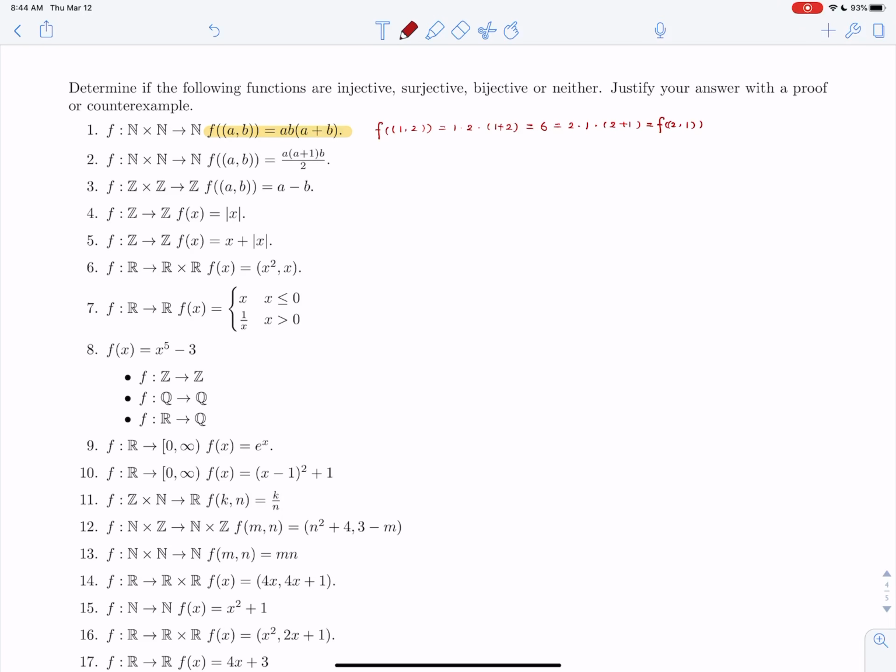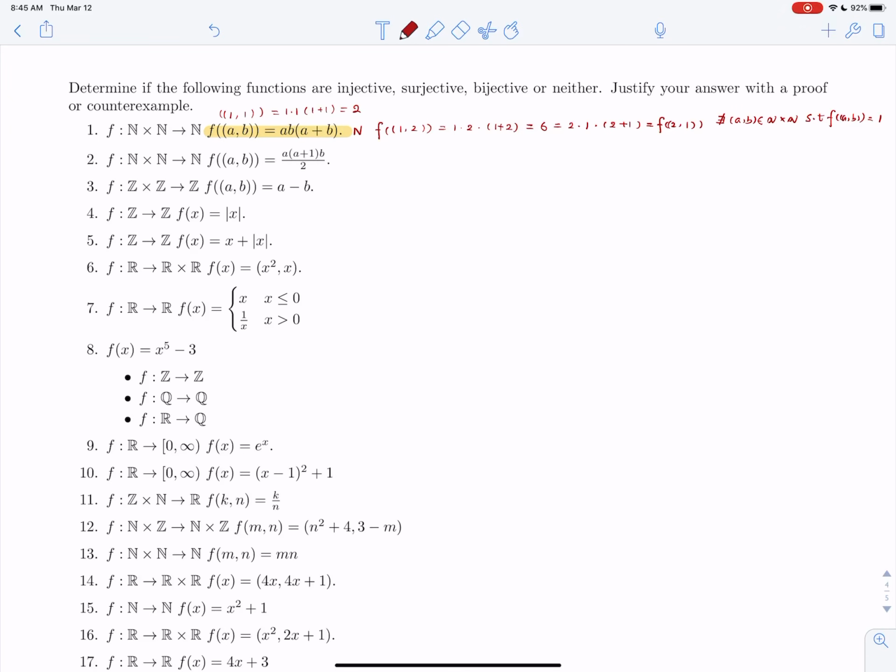For surjective, you'll see that for this function, you'll never map to, let's say, 1, because the smallest one you can map to is 2. If we let a and b be 1, f of (1, 1), you'll get 1 times 1 times (1 plus 1), which is 2, which means you'll never map to 1, so there does not exist (a, b) in natural times natural such that f of (a, b) equals 1. So it's neither.